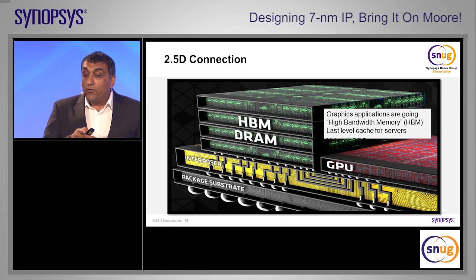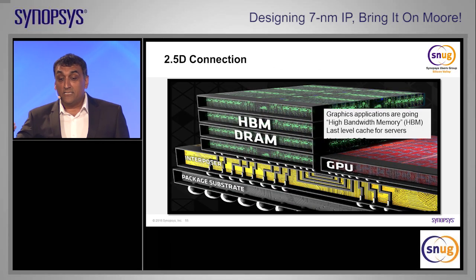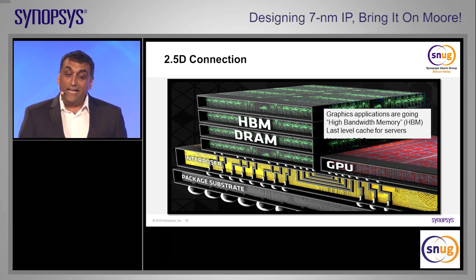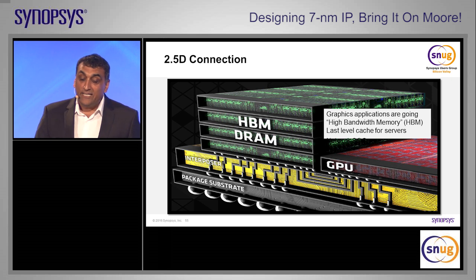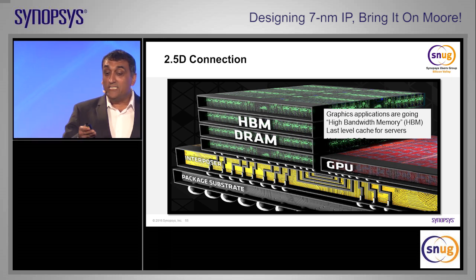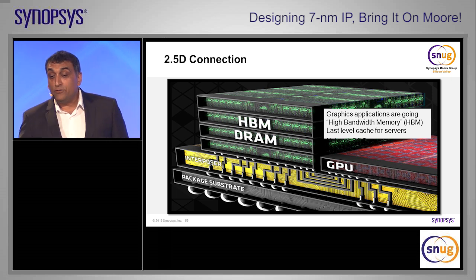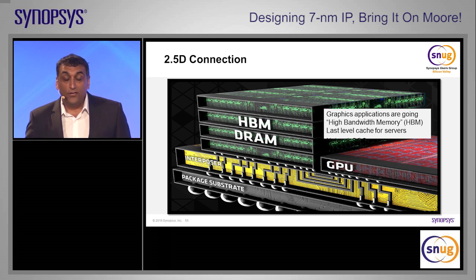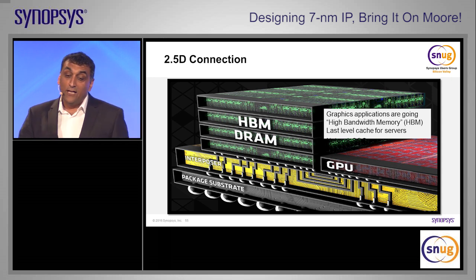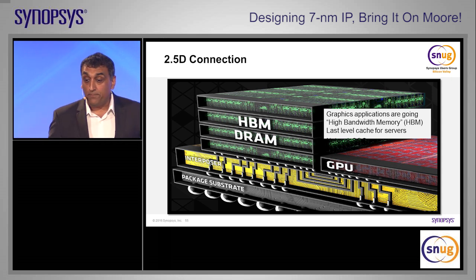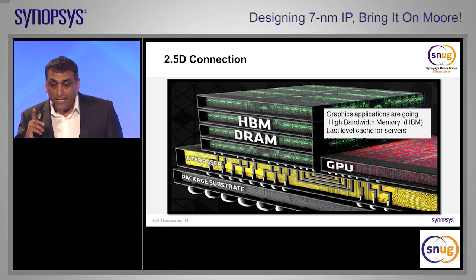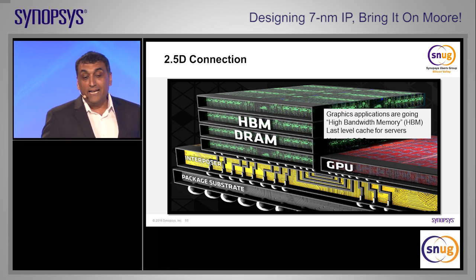So if I take that example, I'm going to apply it to IP, because that's the area that I work in. And this is an example of the HBM connecting to a DRAM on an interposer substrate with a package substrate below. And this is actually happening today with graphics applications. If you look at AMD, for example, they're shipping graphics boxes with this technology using HBM. It can also be used in networking applications for last level cache.